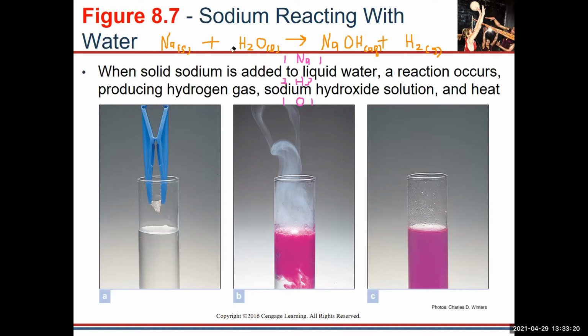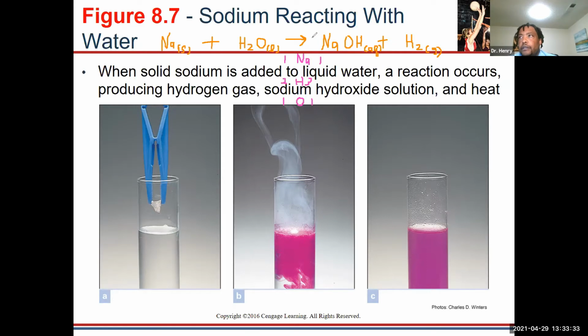Would we put in a fraction? If you put in 2 in front of the sodium hydroxide, that makes it 4 hydrogens. Okay. So if I put a 2 here, that gives me an even hydrogen, right?